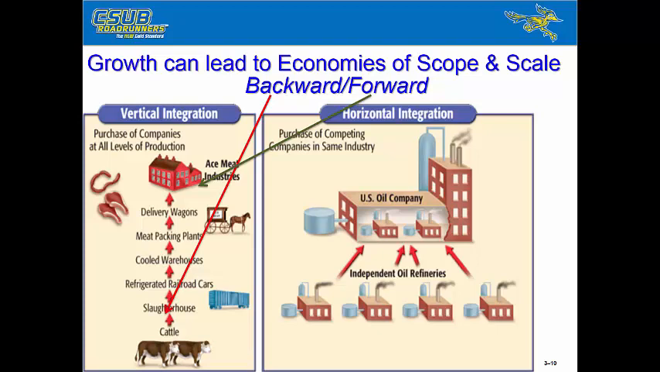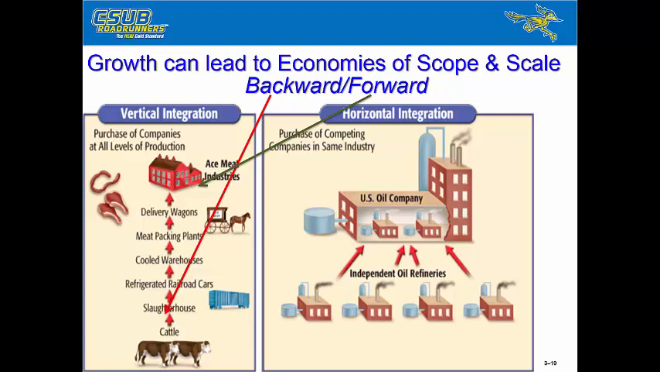Growth can lead to economies of scope and scale. There's two different types of integration of companies when you're combining business lines at a corporate level. One is vertical integration, and the other is horizontal integration. Vertical integration is pictured here in the example of meat processing.